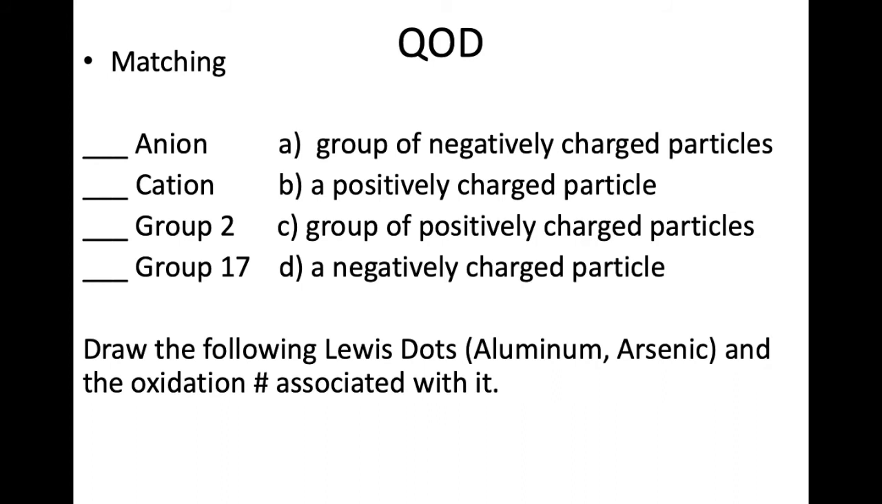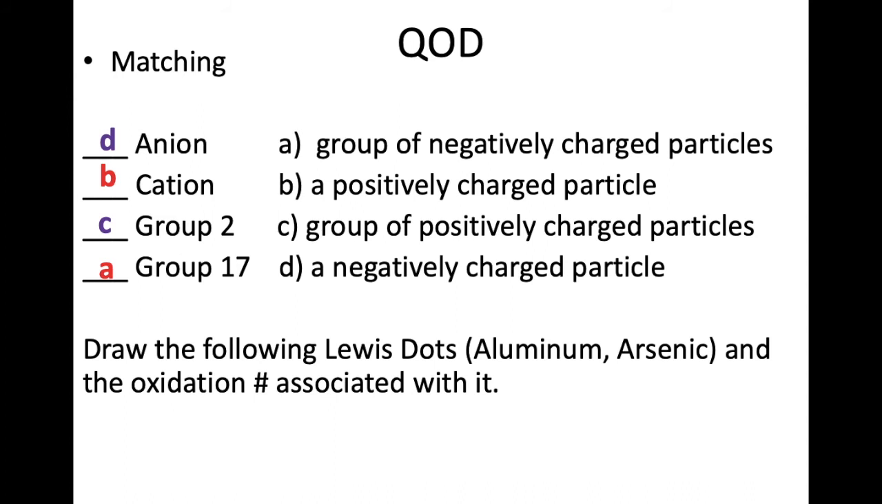So this first section is a matching section. We're going to match an anion with D, a negatively charged particle. A cation is B, a positively charged particle. Group 2 would consist of C, a group of positively charged particles, and group 17 would be a group of negatively charged particles.